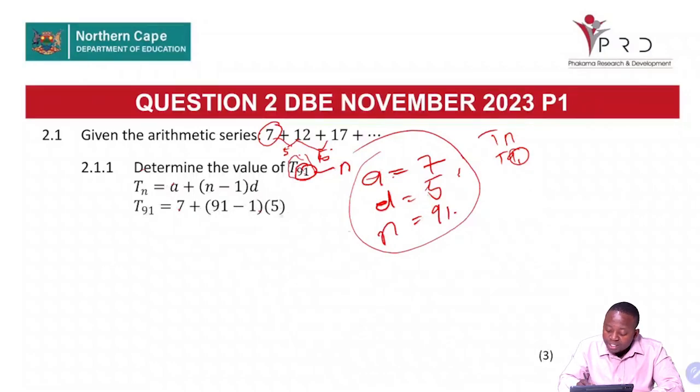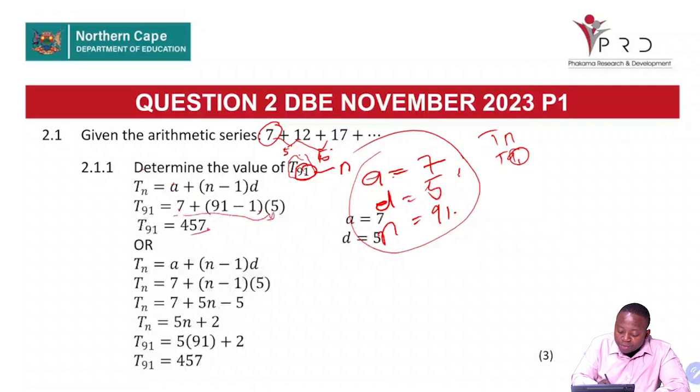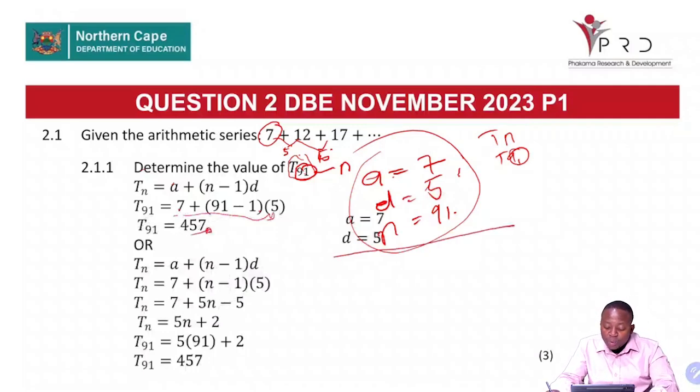Then the difference is 5. We multiply by 5 in that case. Then we have our T91, press everything in the calculator, it is 457. Or this is how you could have done it. So the other way that you could have done it is by doing the following.